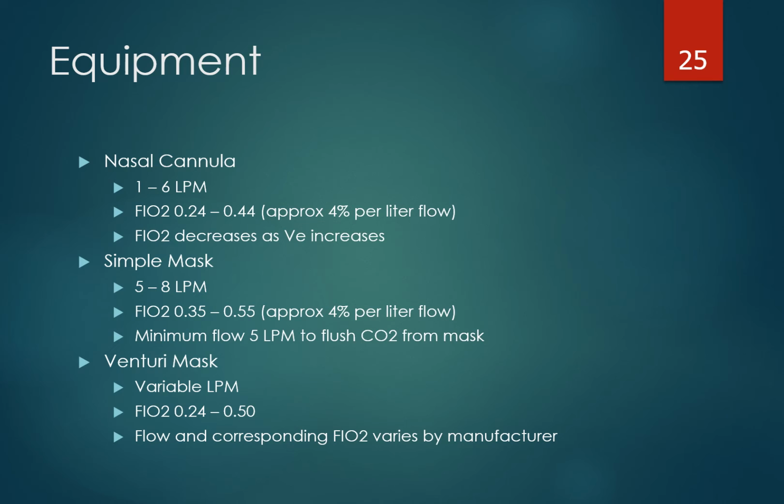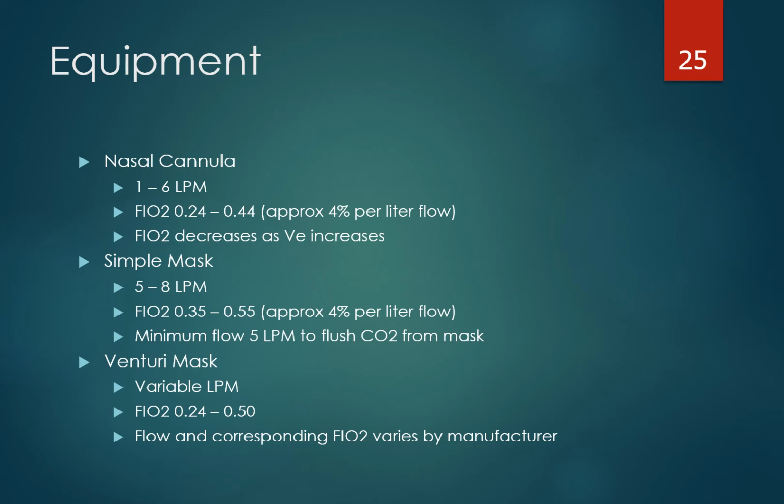Then finally, we get the Venturi mask. There are various types that work, and some of them have different color adapters, like yellow, green, purple, blue, and so on. Each of them represents a certain FiO2. The FiO2 characteristics of this system is anywhere from 24 to 50%. Based upon the adapter you use and the flow, you will have a FiO2, and it varies by manufacturers. There are many different companies who offer Venturi masks.